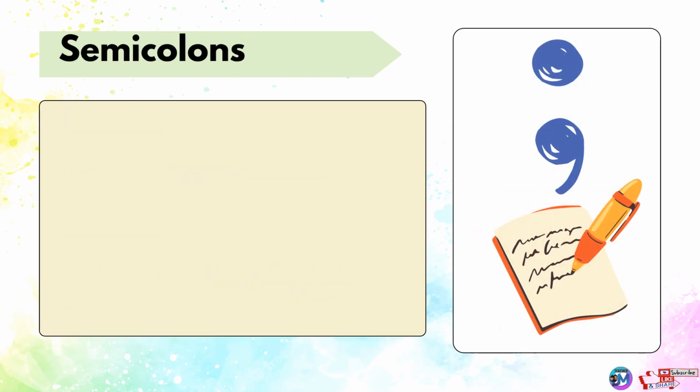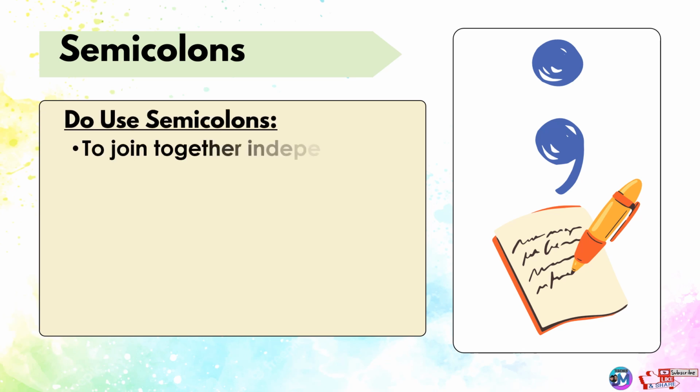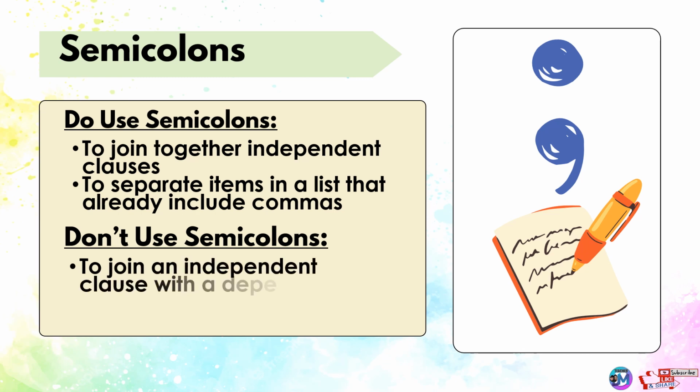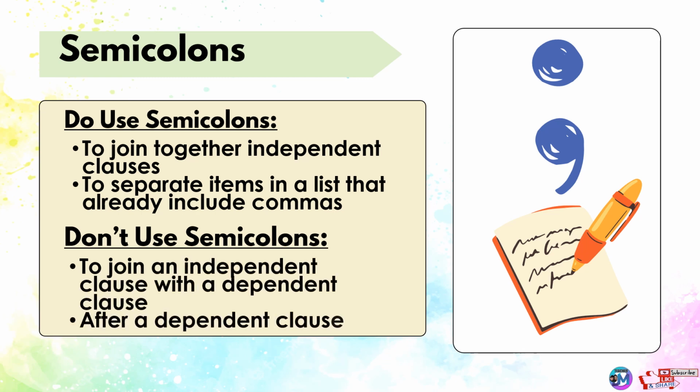Now, let's learn about semicolons. To use semicolons: to join together independent clauses, to separate items in a list that already include commas. Don't use semicolons: to join an independent clause with a dependent clause, after a dependent clause.